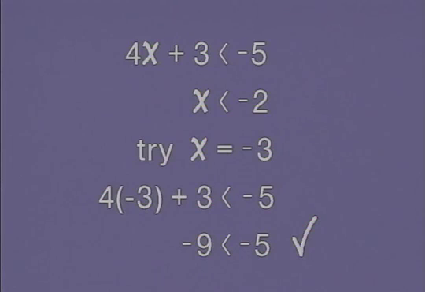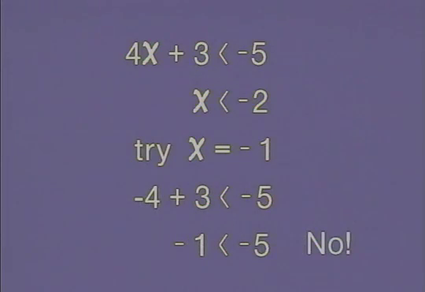We could also try x equals negative 1. Now, if we try x equals negative 1, and this is shown on the visual, we plug in negative 1. 4 times negative 1 is negative 4, plus 3 is negative 1. Negative 1 is not less than negative 5. So we could check numbers that should work, and numbers that should not work.